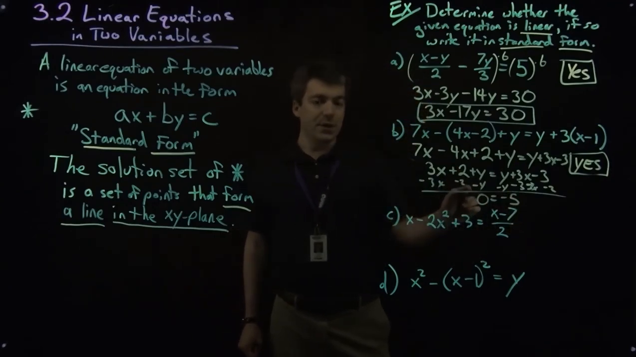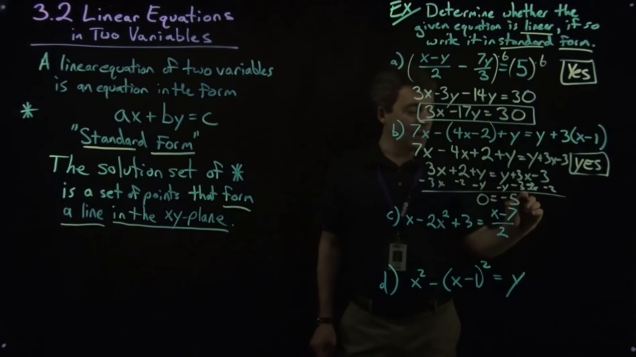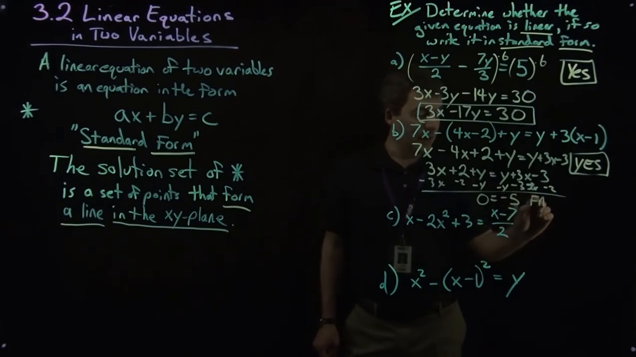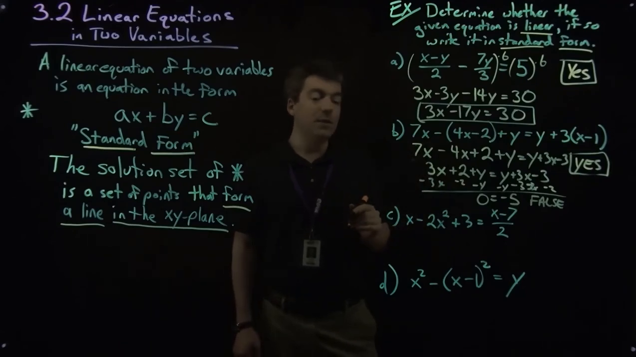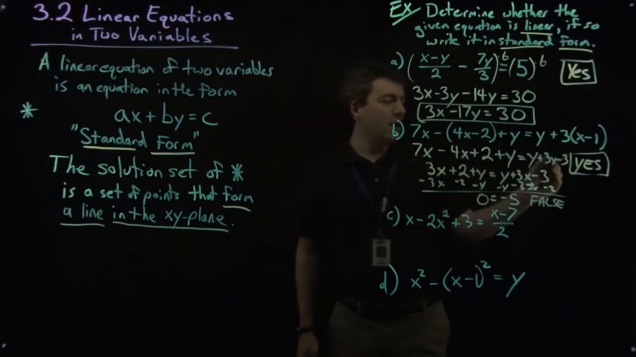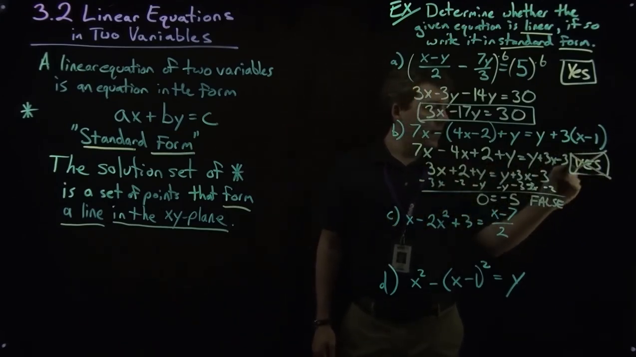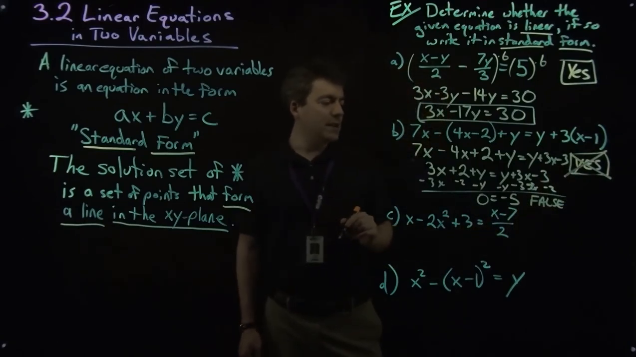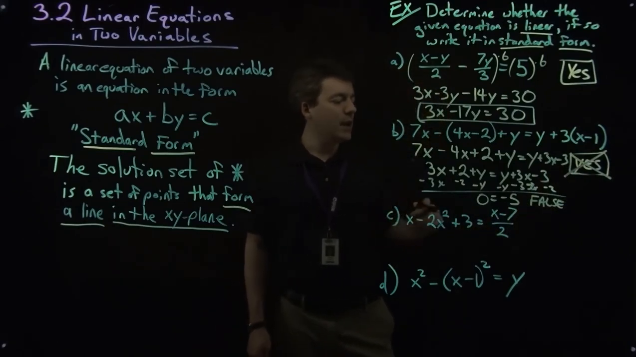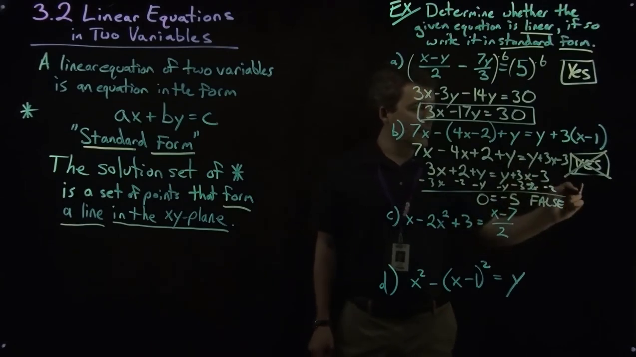Now, of course, 0 does not equal minus 5, so this is false. That means that this equation is a contradiction. So we have to go back and change our initial statement here. This is a contradiction, and so it is not a linear equation of two variables.